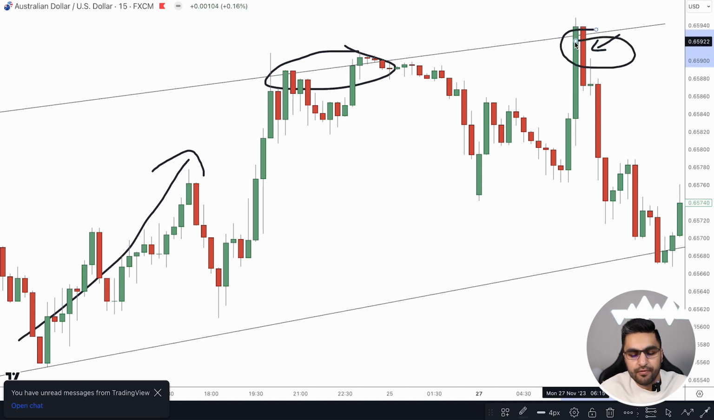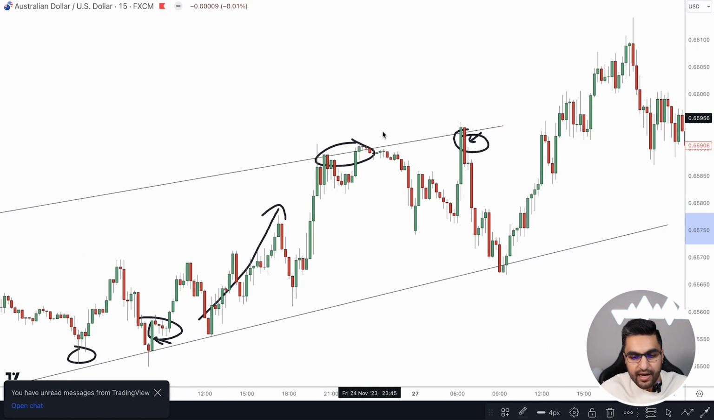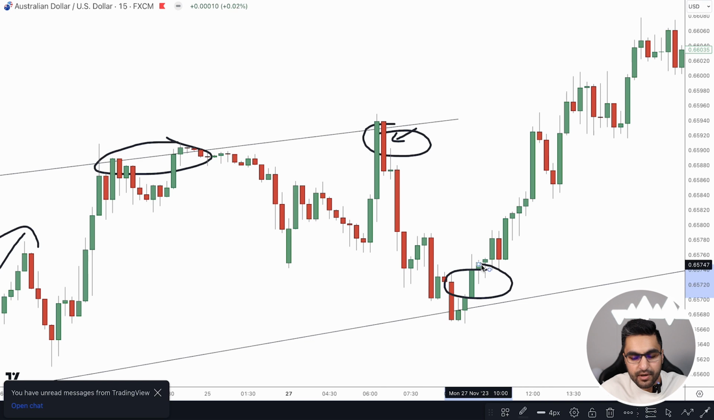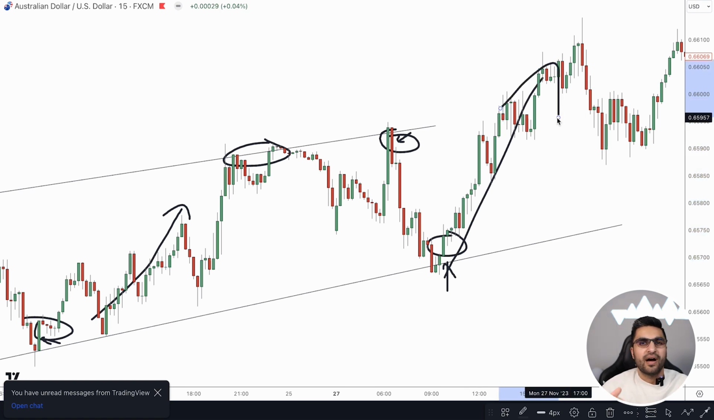So you can take a sell position from here, you can take a buy position from there, you can take a sell from here as well, and right after this rejection that happened, you can take another buy position. And again, the market went higher. So these are the two conditions when the market is trending.